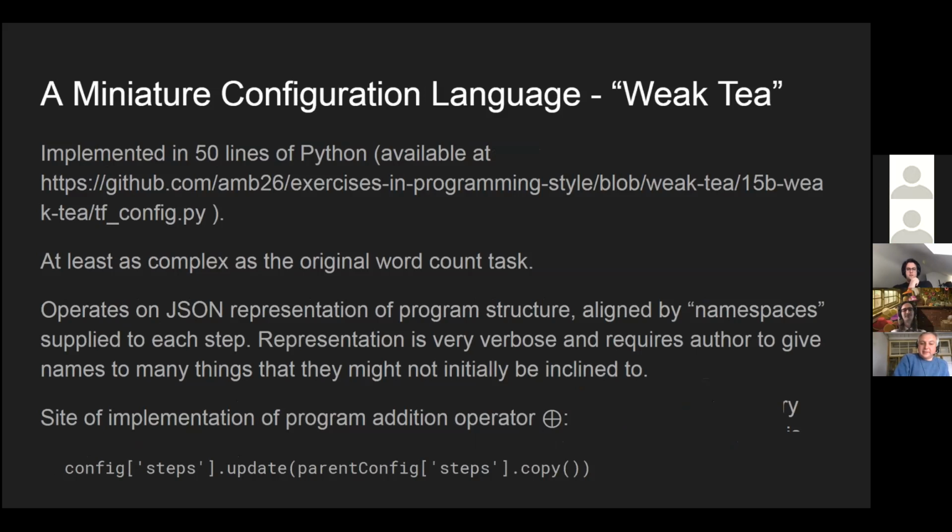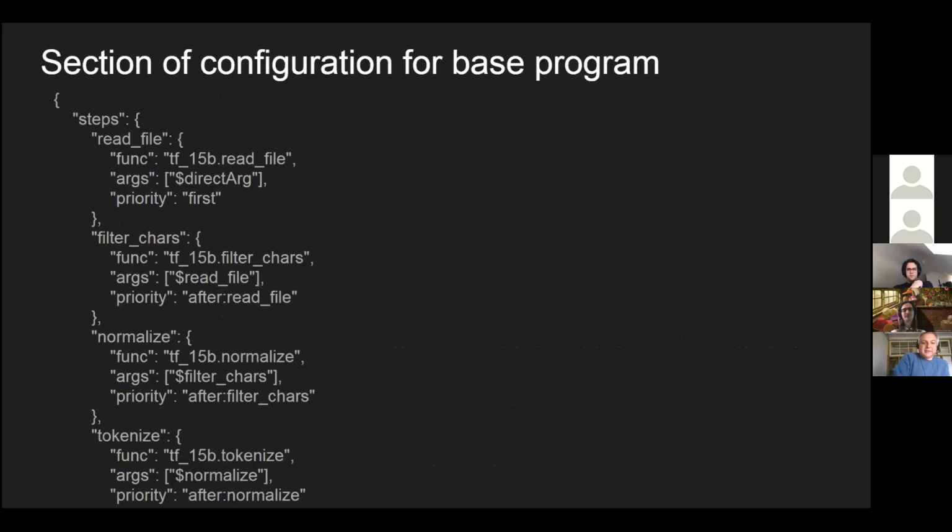And we show the site of the implementation of the program addition operator, where we simply superimpose the structures that designate the programs. So here's a section of the configuration for the base program, which solves the original word count issue. You can see that the design has been given this feature we call alignment. The design elements have been given names which give them coordinates, that is a named site where they act, and which they can make references to with these symbolic arguments. But you can see this is extremely verbose, and we just have a small section of the design expressed here.